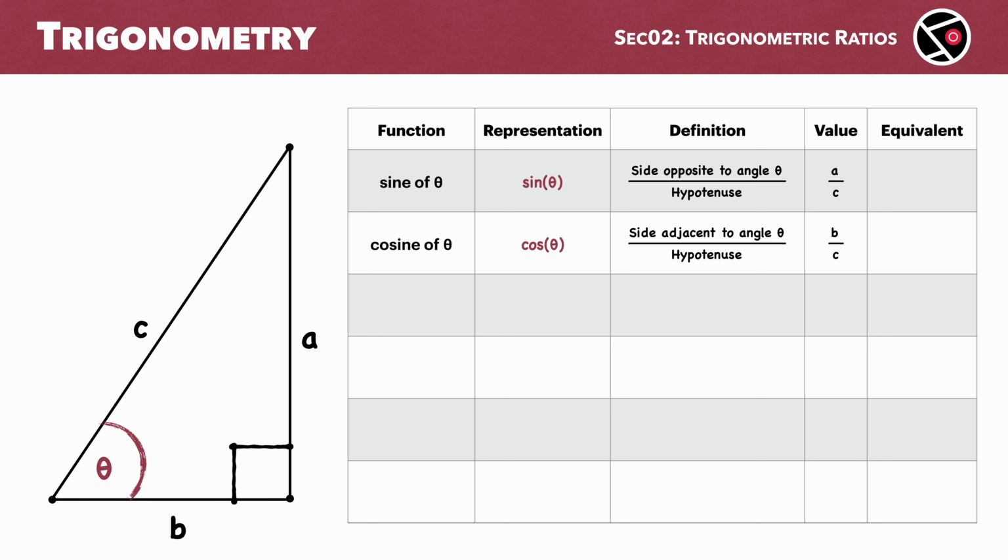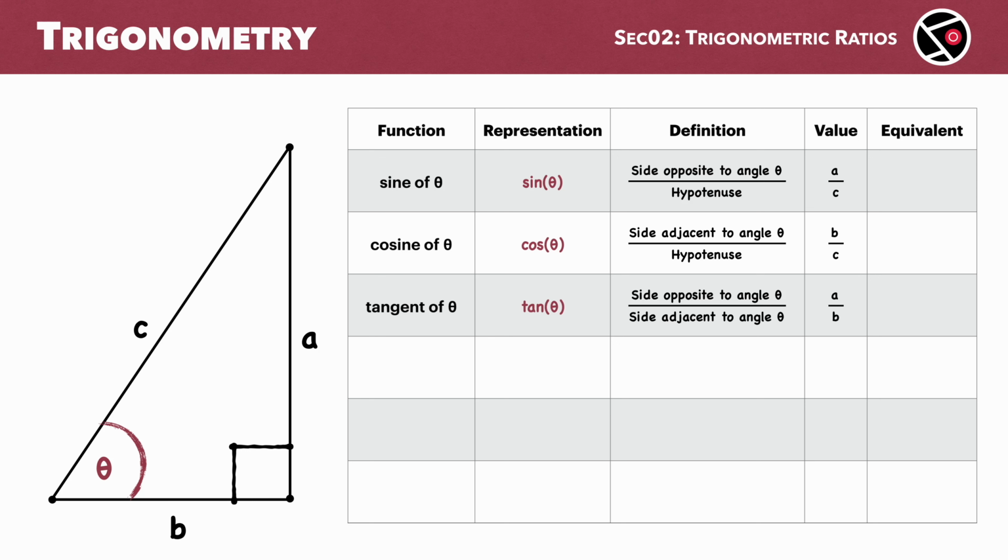Now that you understand the sine and the cosine, let me introduce the other trigonometric functions. Believe it or not, the remaining functions are just variations or combinations of these two fundamental ratios, the sine and the cosine. For instance, we have tangent of theta, or simply tan theta. This function is the ratio of the opposite side to the adjacent side. In this triangle, opposite side is A and adjacent side is B. So tan theta is A by B.